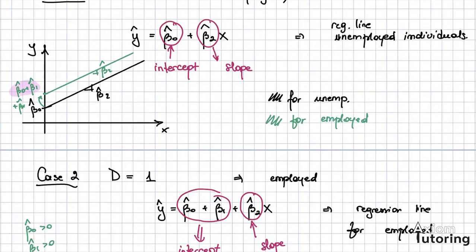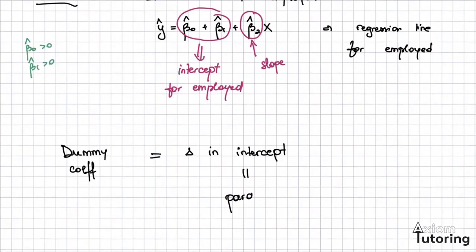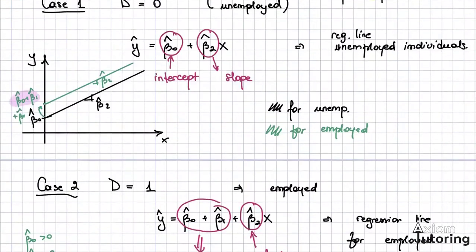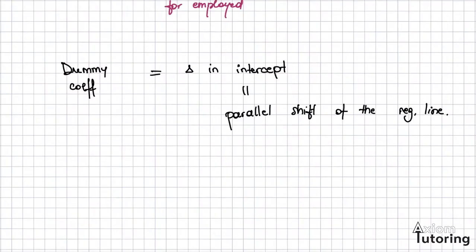So as you can see, adding a dummy, the dummy coefficient, is a change in intercept, which translates as a parallel shift of the regression line. Okay, so the slope has remained the same. That's why it's parallel, but the intercept has changed. And that means we have the shift up or down, depending on the signs that we have.